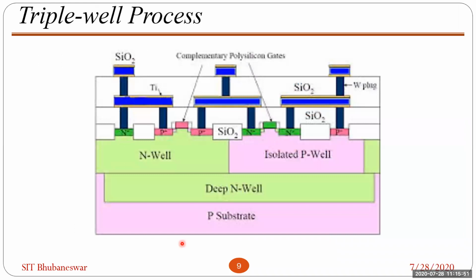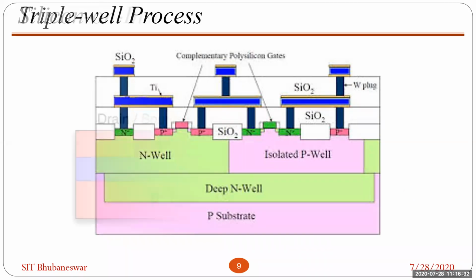Next thing is your triple well process, another kind of process. Here you can see the triple well. This is your P substrate, then the deep N well, then N well or isolated P well. So these are triple well. This transistor is generally used for very low noise applications, RF applications. Particularly in digital applications, this is not important. But in RF and analog applications, where the performance is very critical. Because this process is complicated, the fabrication steps are also complicated, it is much costlier.